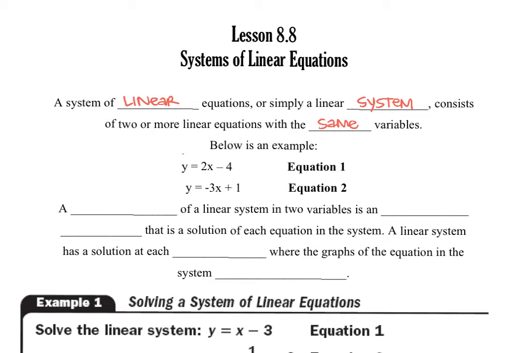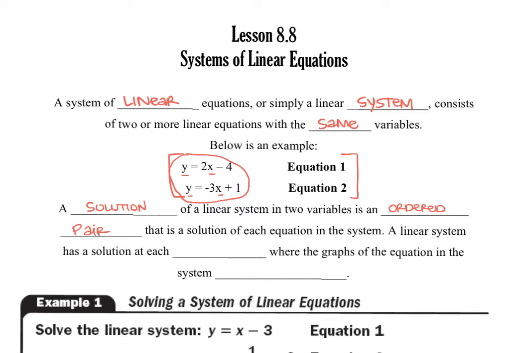So down below here, you see an example of a linear system. You see there's two equations. In each of these equations, we have an x and a y. So they have the same variables. So these two equations together, we would call a linear system. And a solution of a linear system in two variables is an ordered pair that is a solution of each equation in the system.